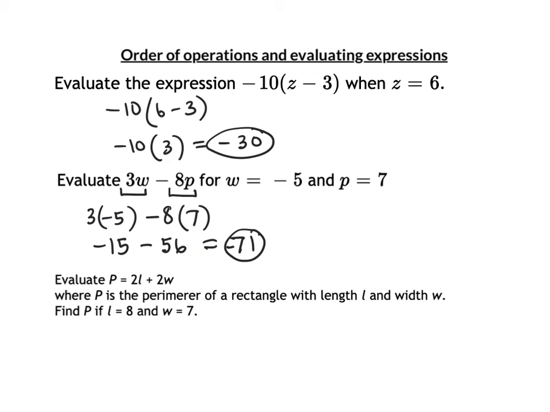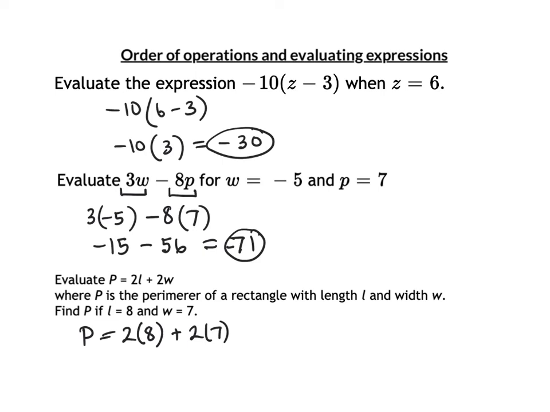Last example here. This is the perimeter of a rectangle. There's a formula, and it's evaluating expressions. Follow the order of operations. So my perimeter would be 2L is 2 times L, and L is the length, 2 times 8, plus 2W, 2 times W, and W is 7.